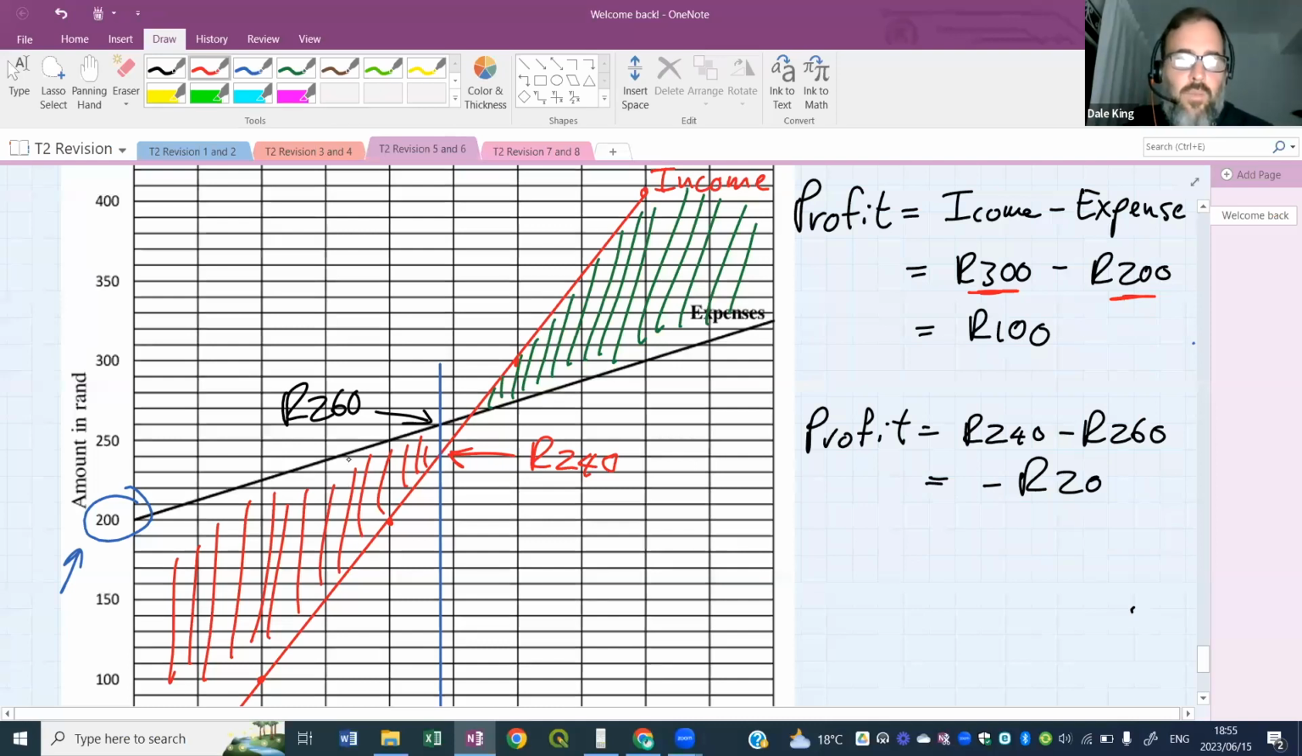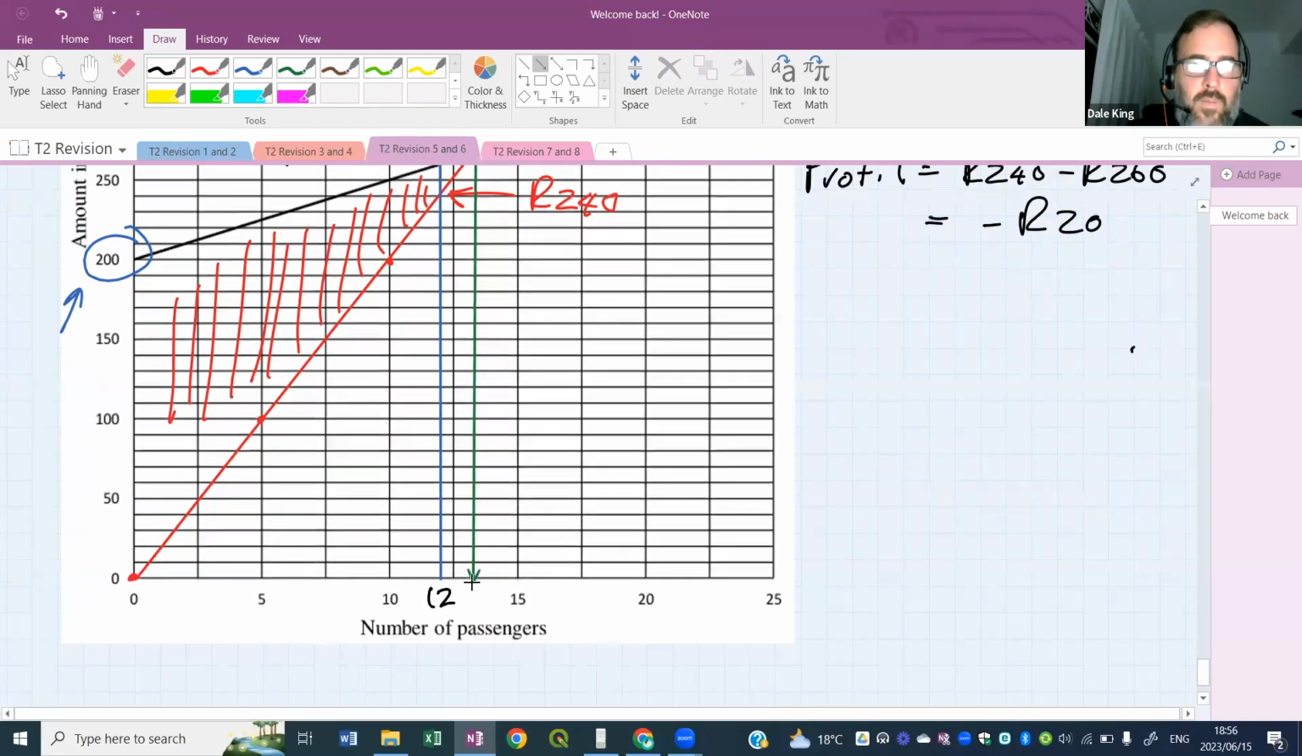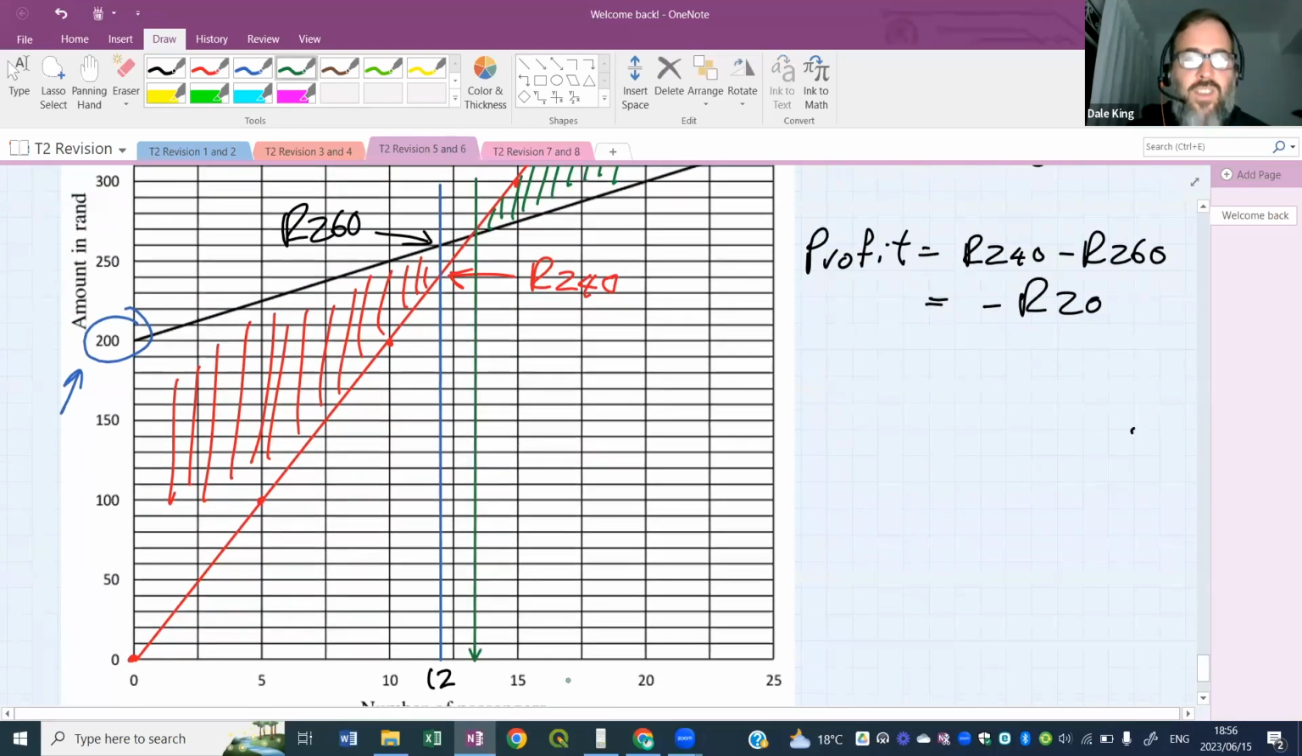Okay, so Pomelo needs to be taking more than 12 to start making a profit. I think if I draw a line from here, this is the minimum. Where they cross each other, that is the minimum. So I'd say 13. I would say 13. All right. Thank you, Orabila.